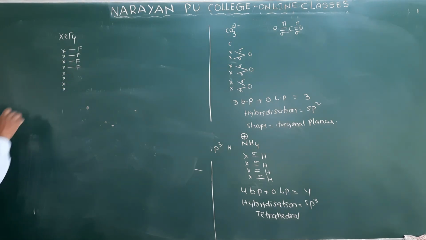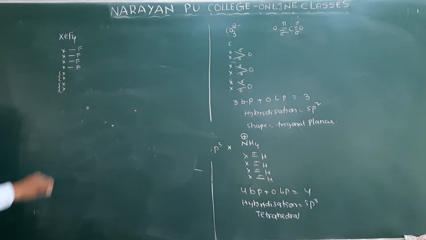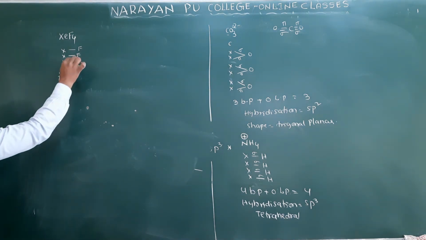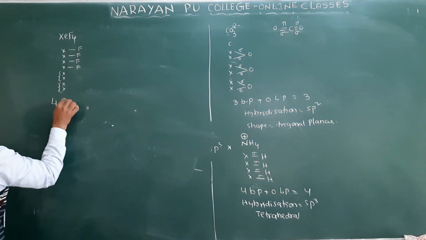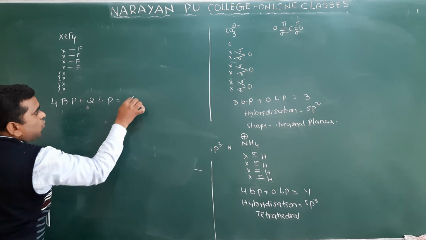So how many electrons are left here? 4. You have to write those left electrons as lone pairs. Clear? So 4 bonds are there, so you have 4 bond pairs. And here how many lone pairs? 2 lone pairs. 2 plus 4, 6.